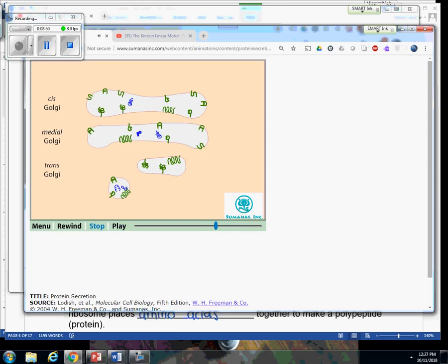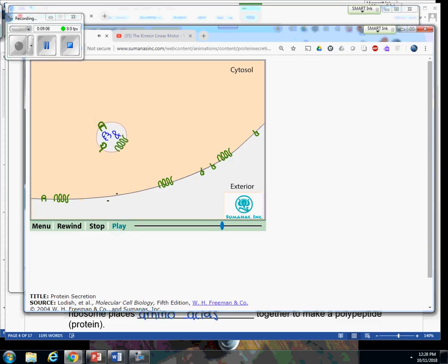Okay, now I'm going to pause that real quick. In this vesicle, you see there is 2 proteins. We have the blue and we have the green. Let's take a look at 2 possible fates of proteins that are tagged and sent out by the Golgi. You're going to see that the blue ones are going to be released from the cell.